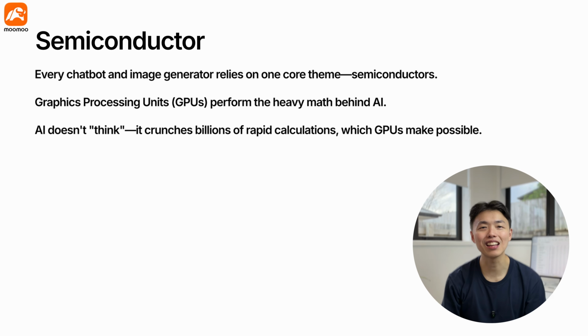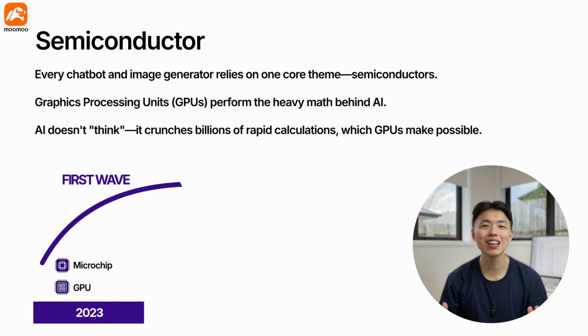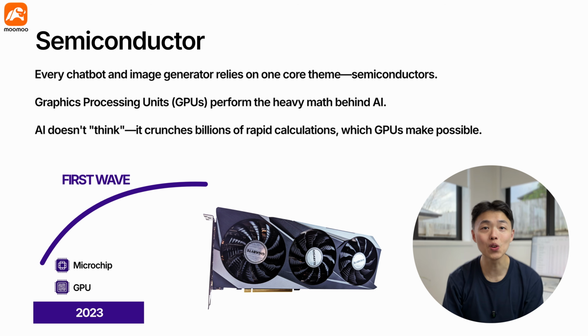Let's start at the very beginning of the AI story. Every AI chatbot, every AI image, and every AI anything, none of that exists without this theme. It is the semiconductor theme. The semiconductor theme starts with the GPU, the chip that actually does the math behind AI. Every time you ask an AI a question, it is not thinking the way you do. It is running billions of calculations, and GPUs are what crunch the numbers.